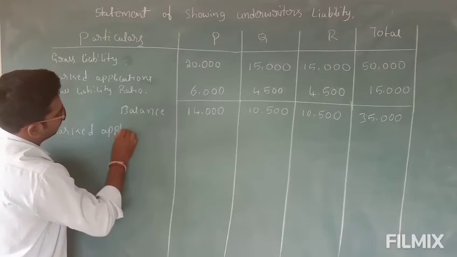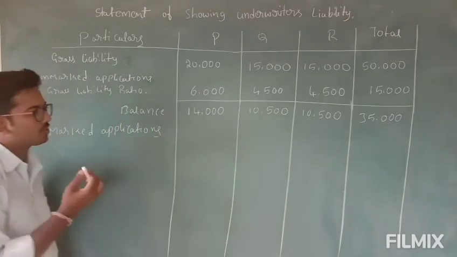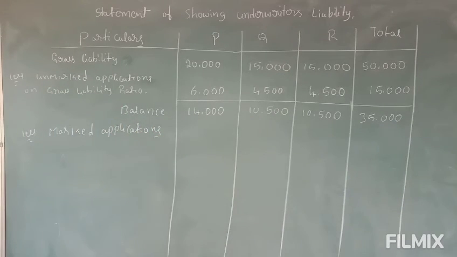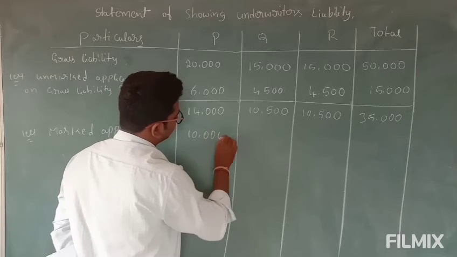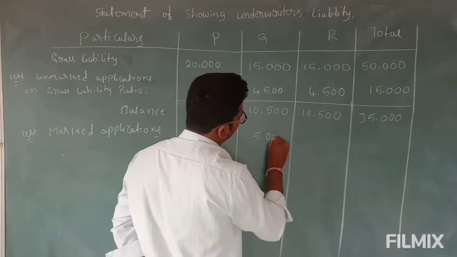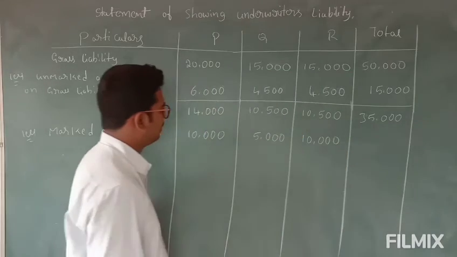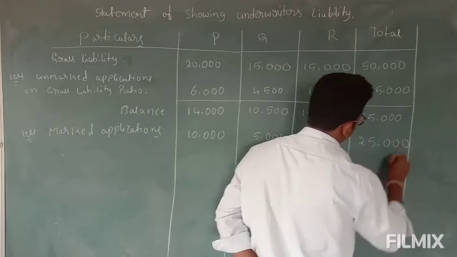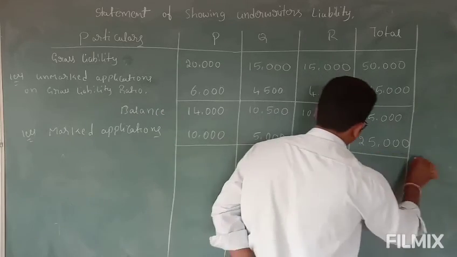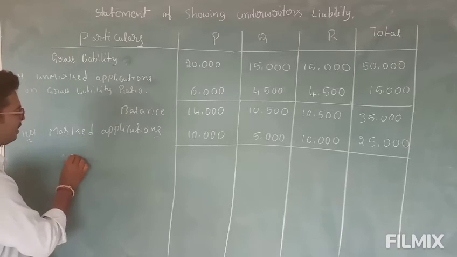marked applications. The marked applications have been given clearly in the question. So marked applications related to P 10,000, Q 5,000, R 10,000. So total 25,000.